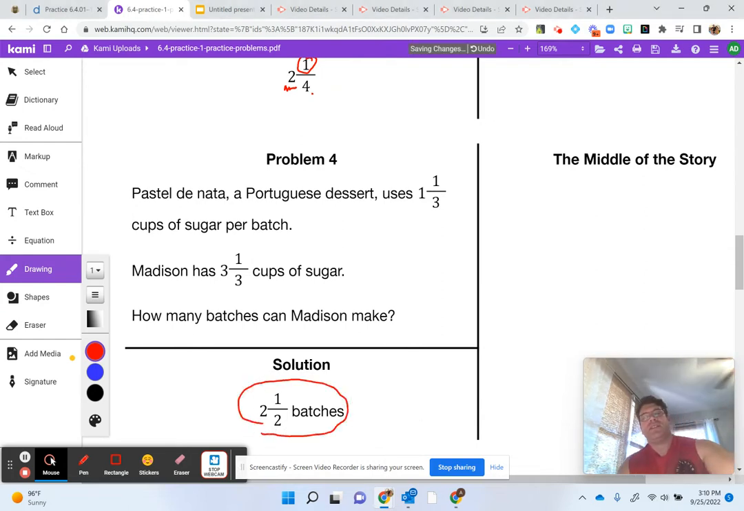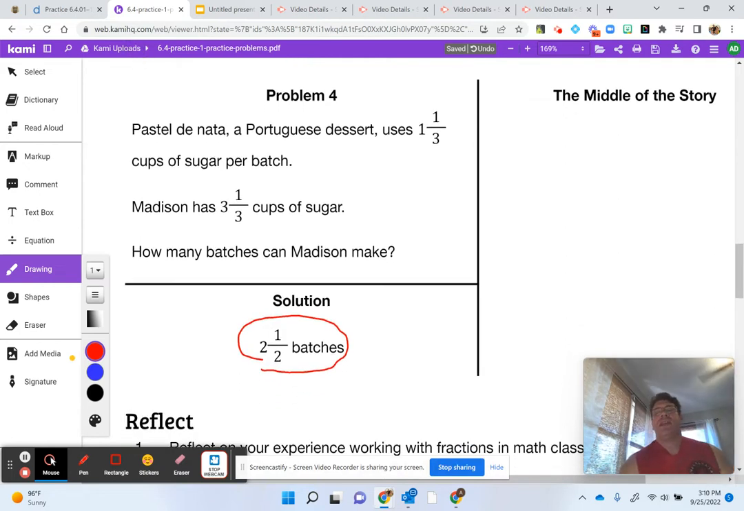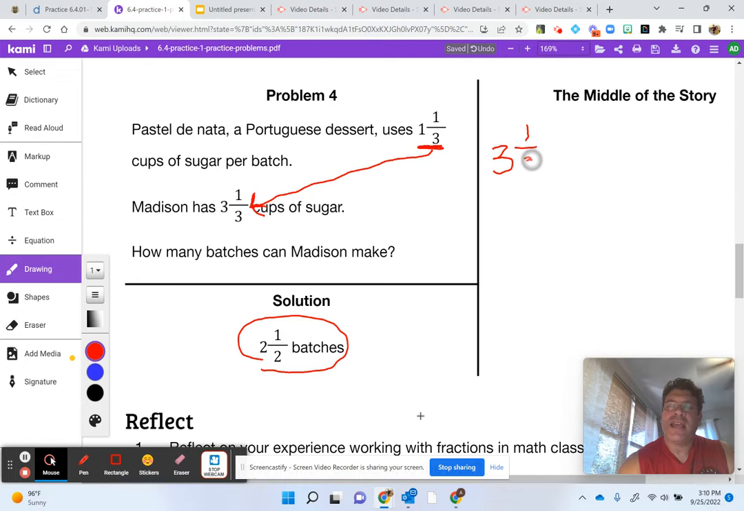And this is a division problem because we're asking how many of these fit into what we have? How many can we make out of that? So how many of those fit into that? So we have a 3 1/3. That's what we're starting with. What do we have? It has nothing to do with being bigger or smaller. It has to do with what it is that we have and what we are trying to fit into it.